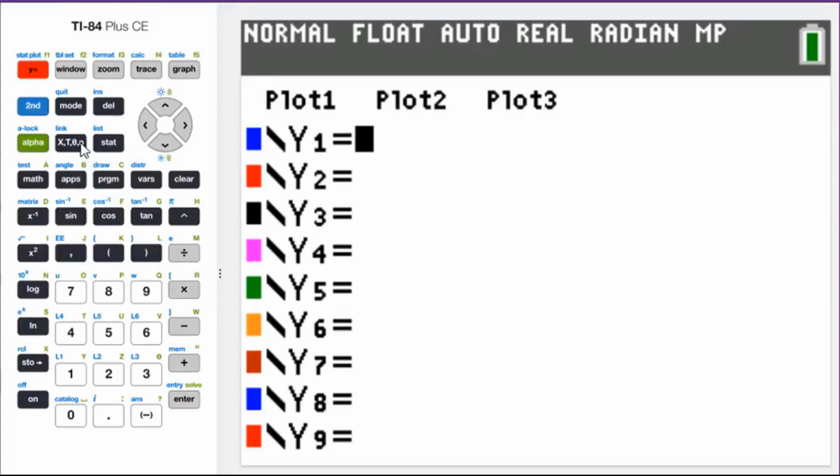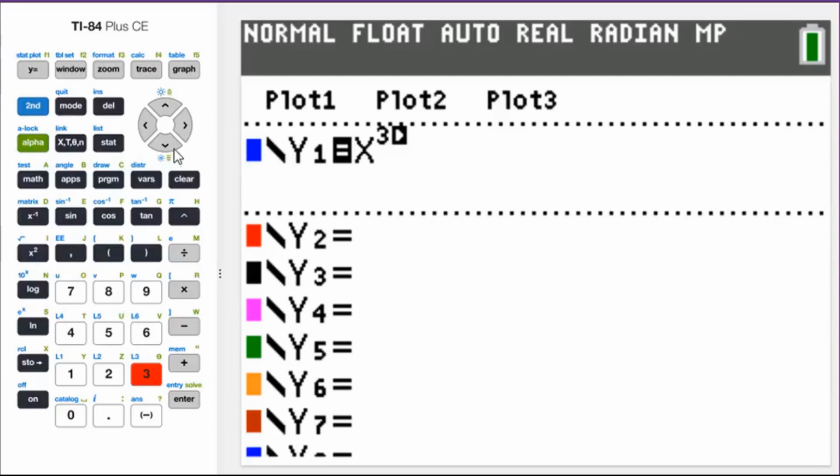So go to Y, I put x to the third power. Then minus 5x squared. Using this button for square is more convenient. Then plus 5x, then minus 1. You will press graph.